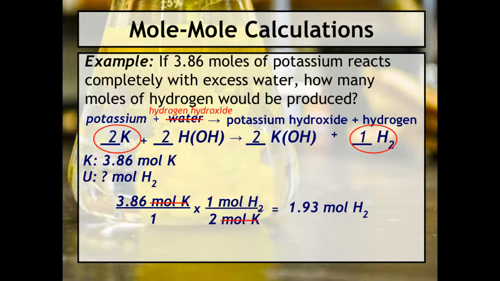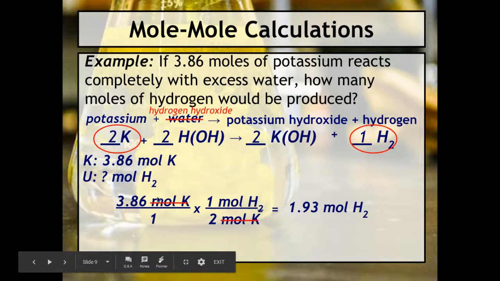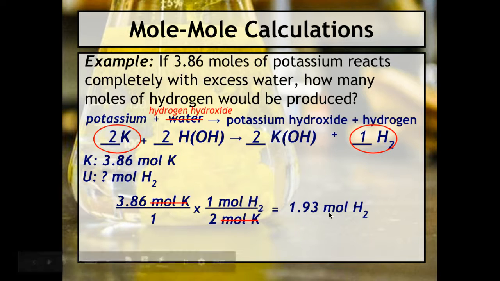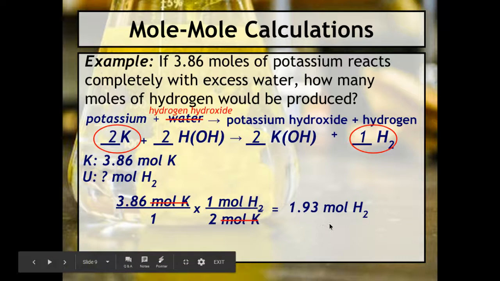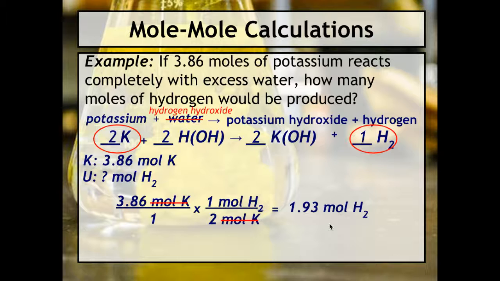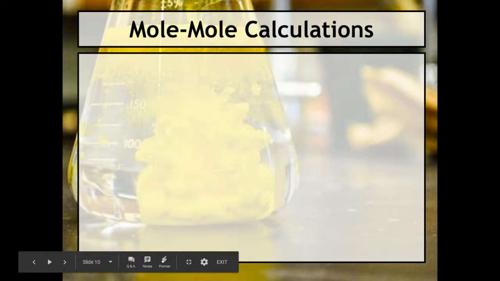I'm left with hydrogen. Go ahead and plug and chug in your calculator. 3.86 divided by 2 gives you 1.93 moles of hydrogen gas. I have 3 significant figures given to me in my question, and I have 3 significant figures in my answer. This is the correct answer. Make sure you label. Let's do one more.